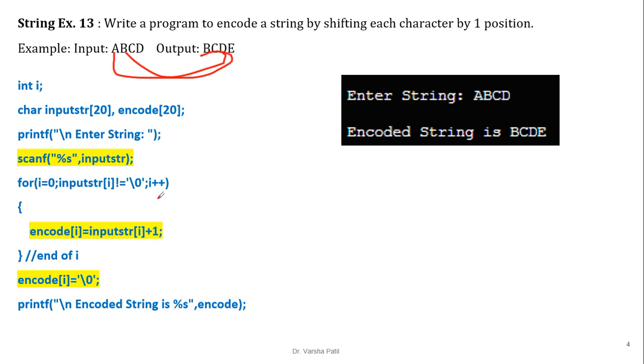There is no need that you should add only 1. If the example is given A, and for A we want C, then we require to make the addition of 2. And after that, this is a very important statement: encode[i] is equal to null character, and it will print the output.